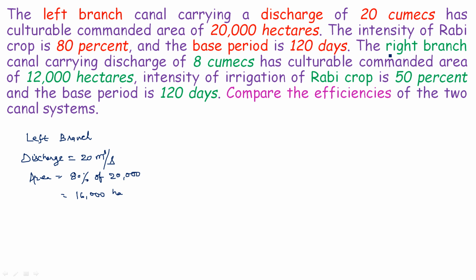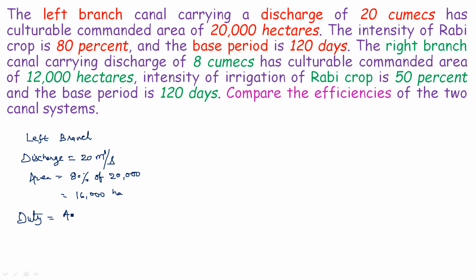Now similarly, for the right branch canal the data is given. What we need to find is to compare the efficiency of the two canal systems. We can compare the efficiency of any canal by its duty. So first of all, find the duty of the left branch canal. Just now we saw the formula: area is equal to duty into discharge. So duty will be area by discharge.